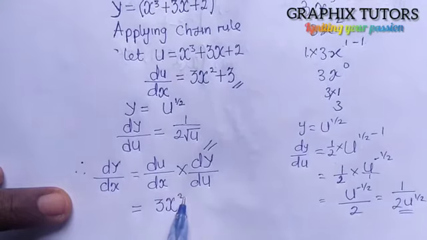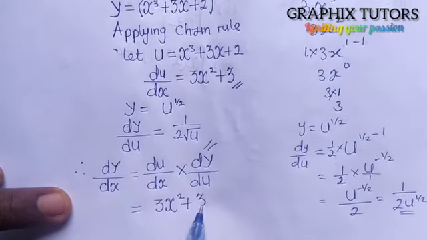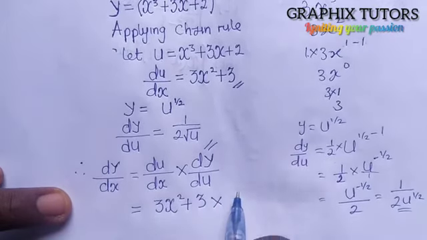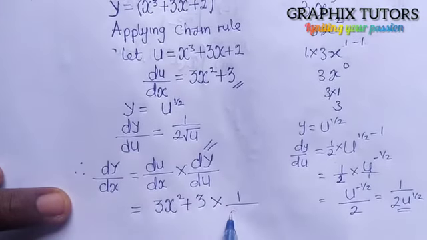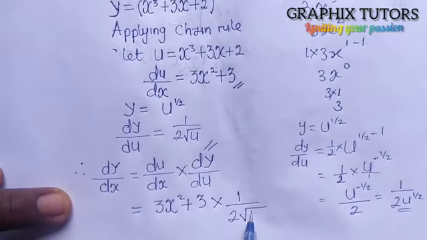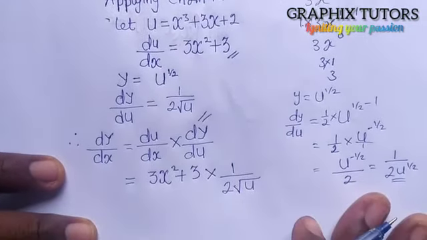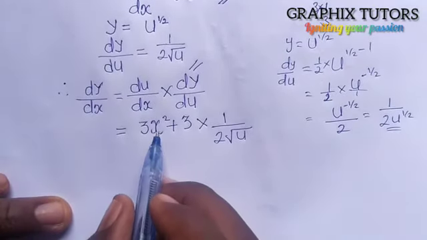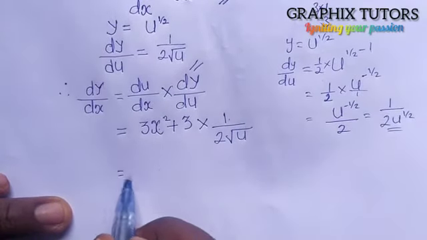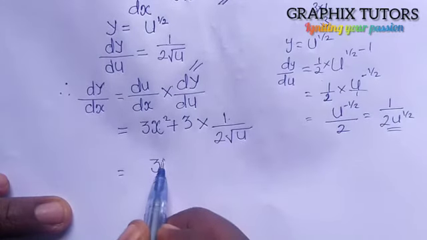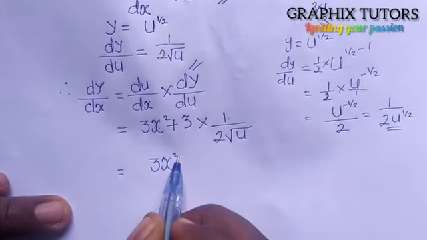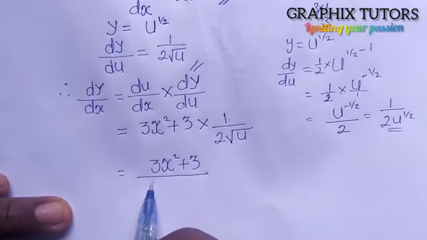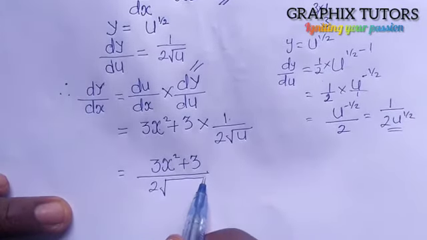3x squared plus 3 multiplied by dy over du. That will give us 1 all over 2 root u. Now if we move further from here, if I multiply this by this, I'm going to have 3x squared plus 3 all over 2 root u.